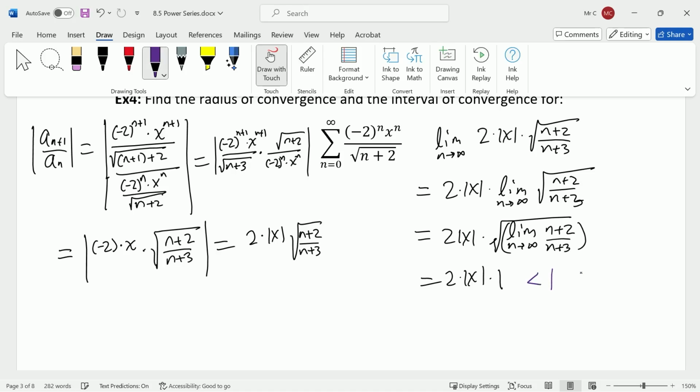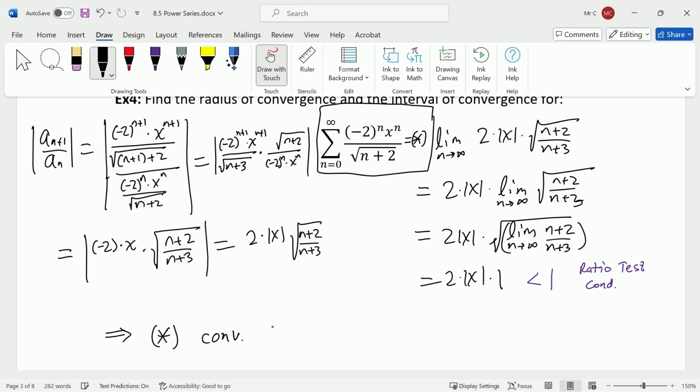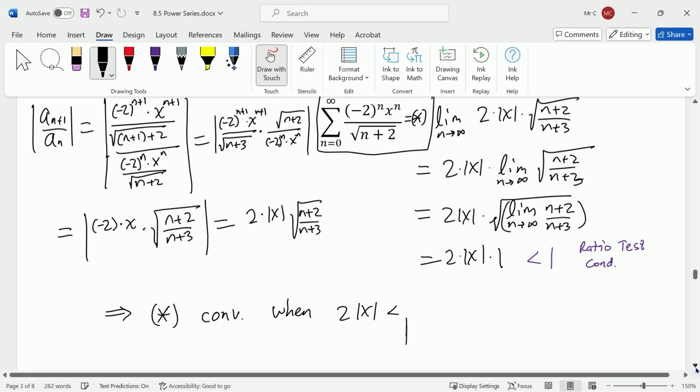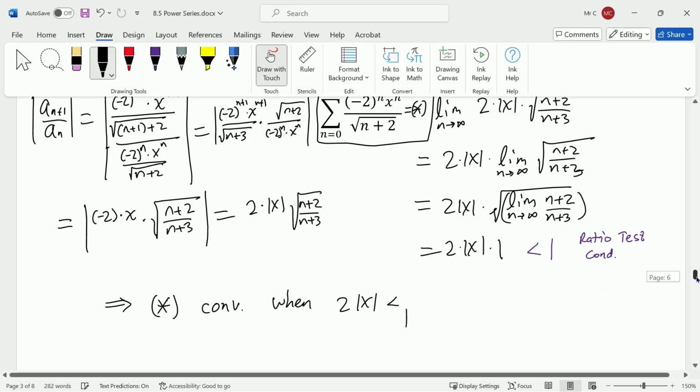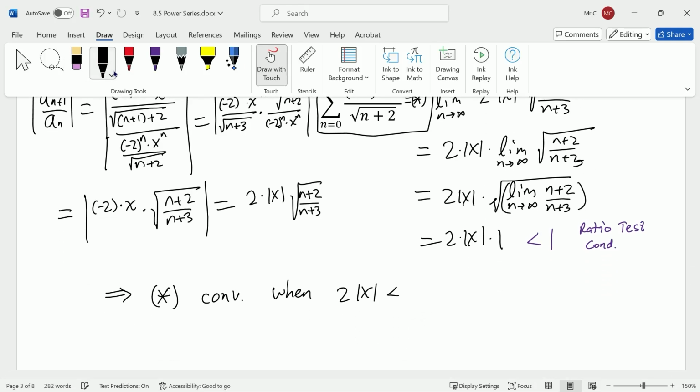Now, the condition for the ratio test is that this thing needs to be less than 1 for this to converge. So that tells me the series converges, and we'll just go ahead and denote this series star like we did before. The series converges when 2 times the absolute value of x is less than 1. So we'll divide by the 2. We get the absolute value of x is less than 1/2.